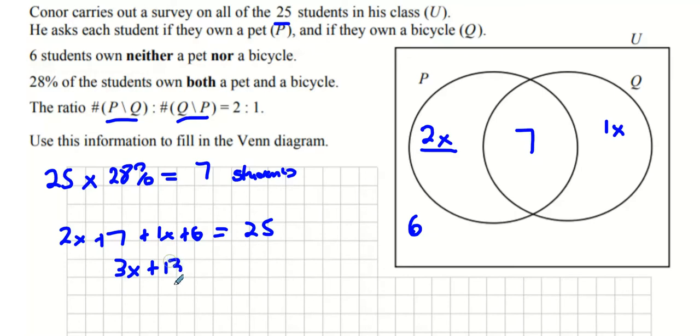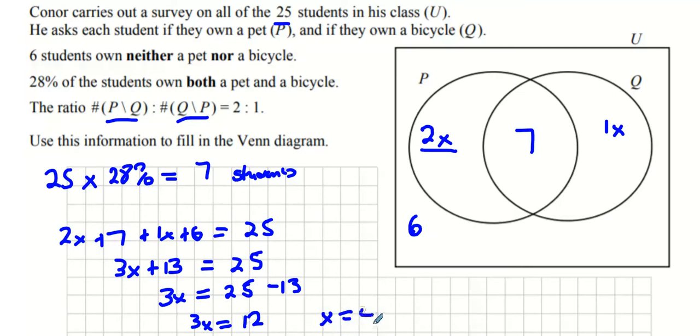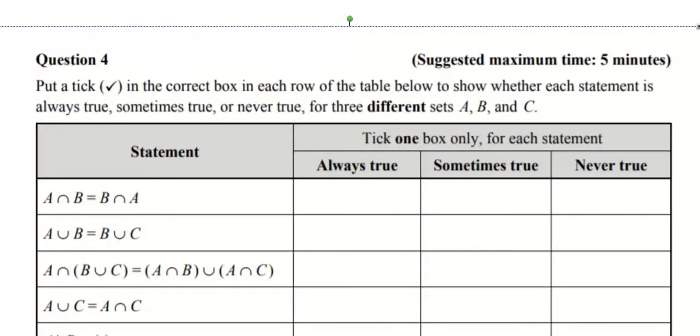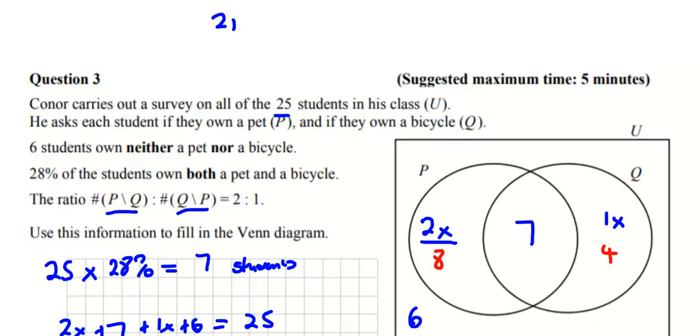3x plus 13 equals 25, which implies 3x equals 25 take away 13. That implies 3x equals 12, and that means x equals 4. And if x equals 4, then this is 8 and this is 4. Okay, what questions did he ask us about this Venn diagram? Okay guys, that's that question there.